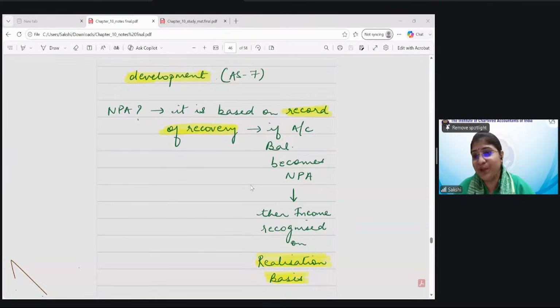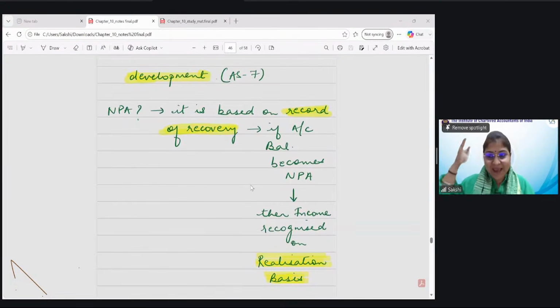This is the beauty of audit, that your accounting standards go hand in hand. I don't know whether I told you this or not. Sometimes when you look at question number 1 in your audit paper, it looks as if you are appearing for your accounts paper and not the audit paper. Questions from accounting standards relating to your audit.